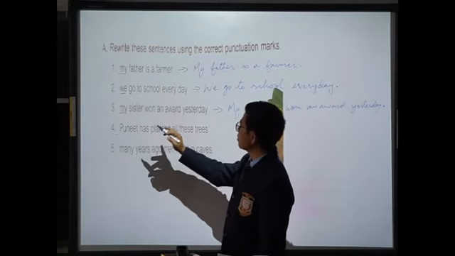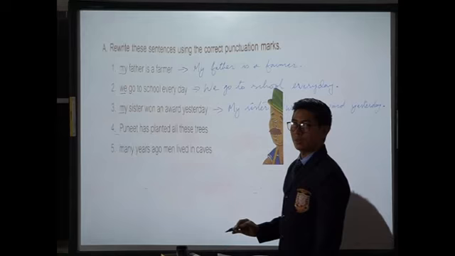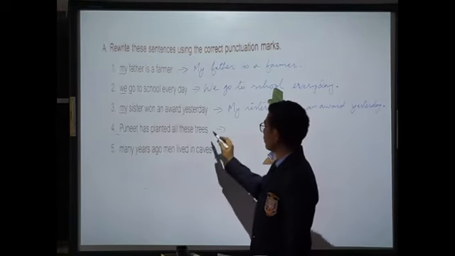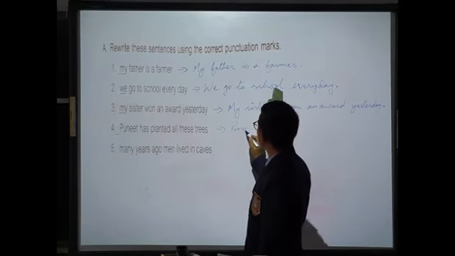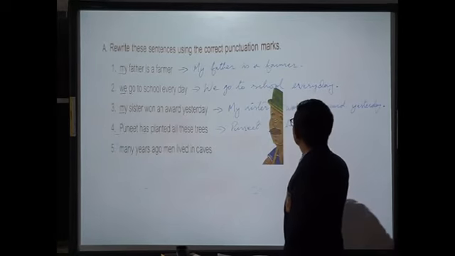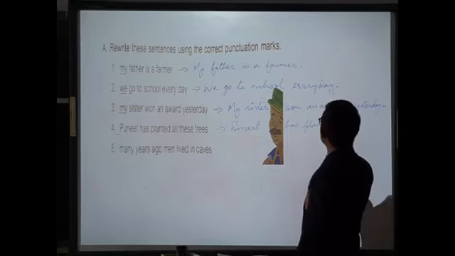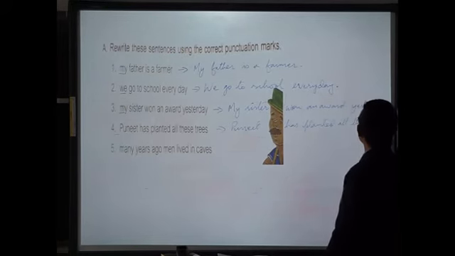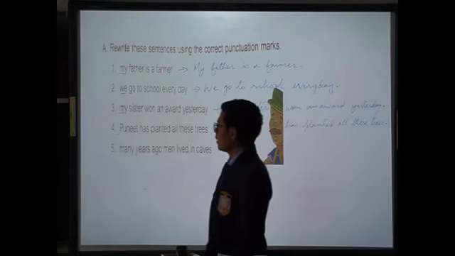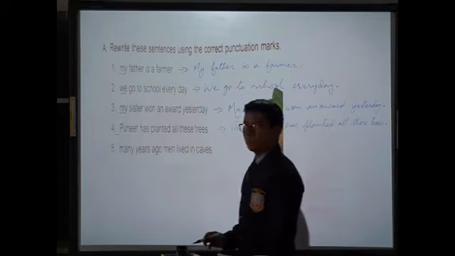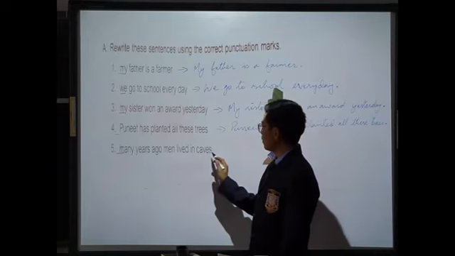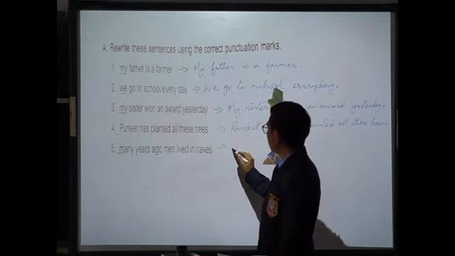Now, Punit has planted all these trees. This is also a statement. So what is missing? Full stop. Punit has planted all these trees. What is missing? Full stop. Now next, we have to use punctuation for this also. What is missing? Capital M and full stop. So we write this one.